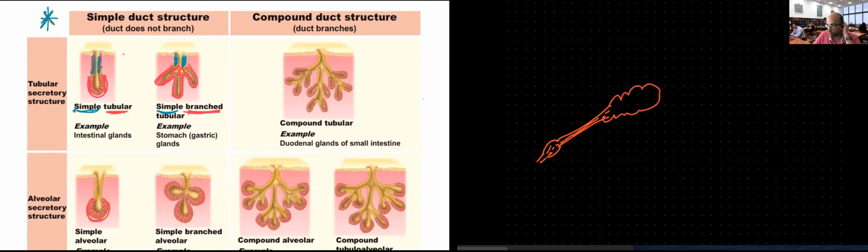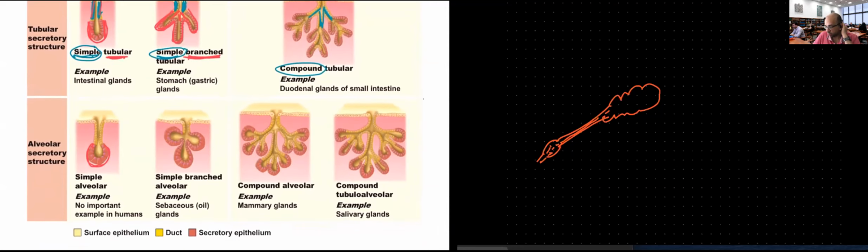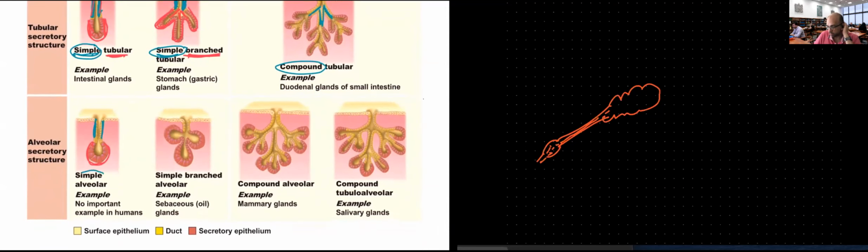First, according to the number of ducts. One duct is going to be simple. Multiple ducts is going to be compound.